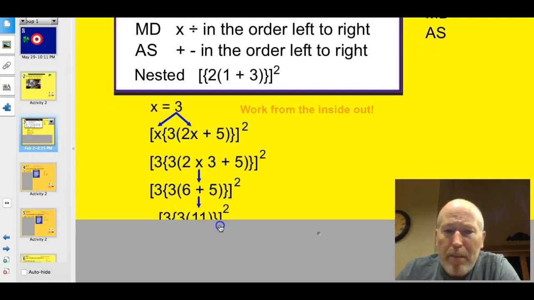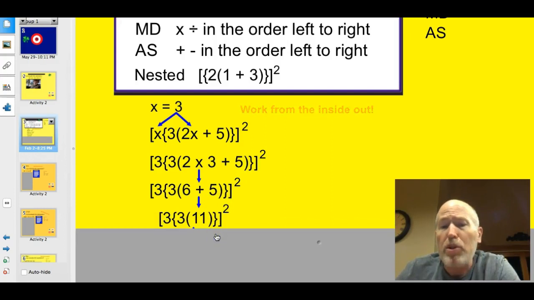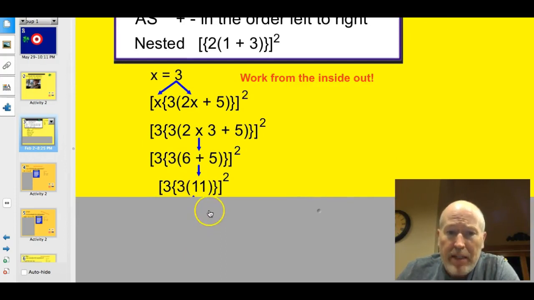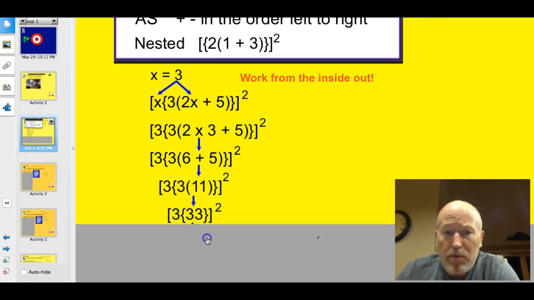We're just going step by step. Look at how much simpler our expression has got. All right, now we've taken care of everything inside this set of parentheses. We'll work our way out to the next set. Now we're going to have 3 times 11. So we'll take care of that. And that becomes 33. Now we've got rid of those inner parentheses.